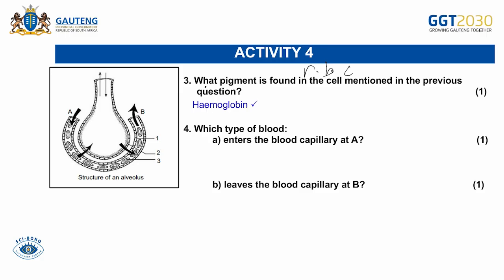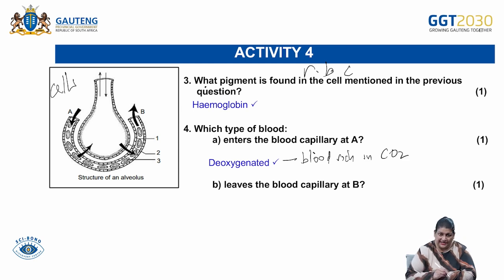Which type of blood enters the blood capillary at A? So what type of blood is going to enter at A? Now this blood here is coming from where? This blood is coming from your cells. So what type of blood is entering the blood capillary at A? What type of blood? Not gas, but blood. It's going to be called deoxygenated blood. And what gas is that? That is blood rich in carbon dioxide gas.